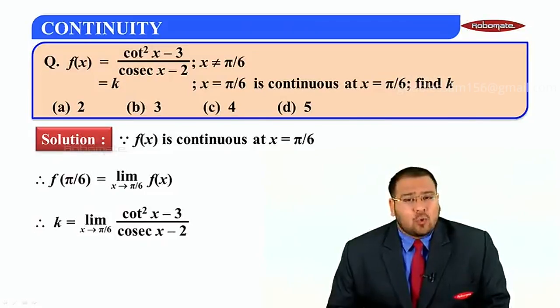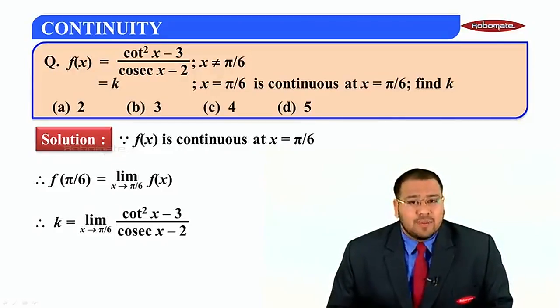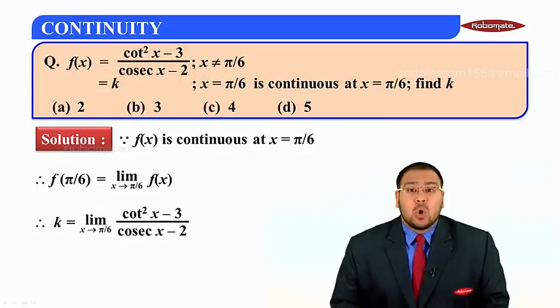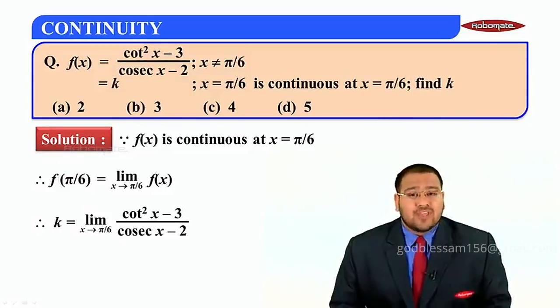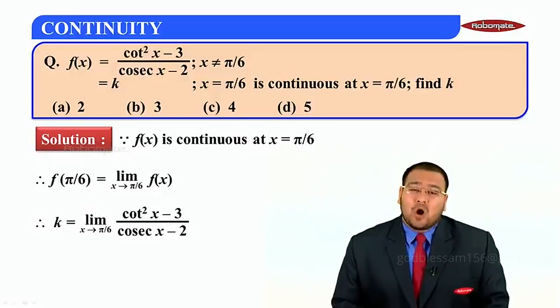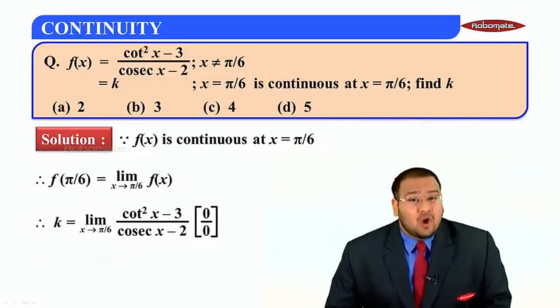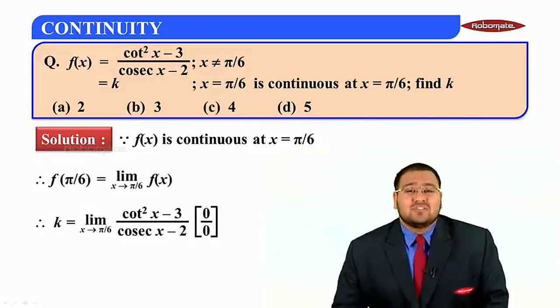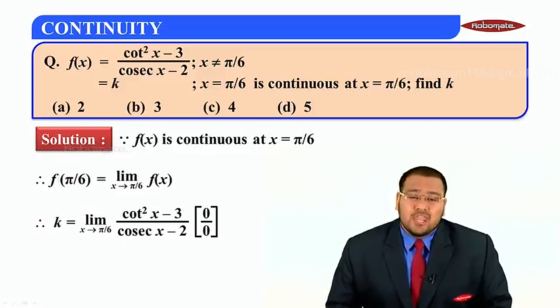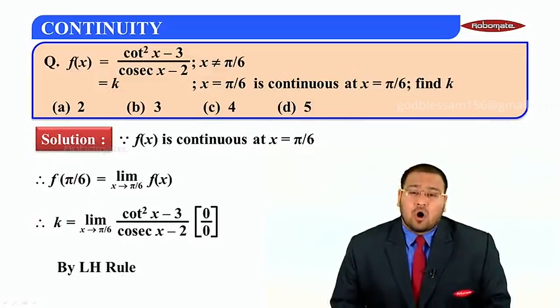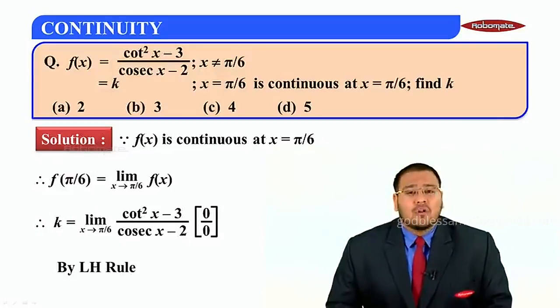Now cot square pi by 6 is what? 3. Minus 3 would be 0 in the numerator. Cosec pi by 6 is 2, and 2 minus 2 would give me 0. So I have got 0 in the numerator, also 0 in the denominator. So I can say that this function is of the type 0 by 0. And whenever a function is of the type 0 by 0, we use the LH rule, or we also say it as the L'Hopital rule.